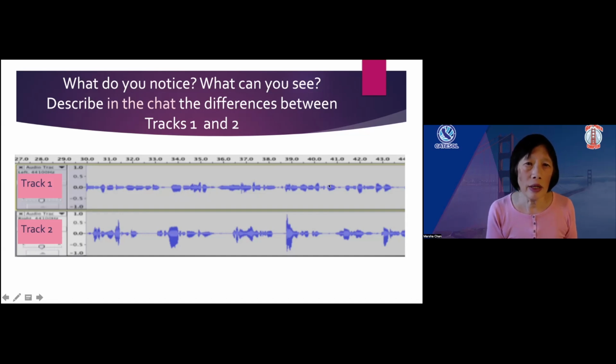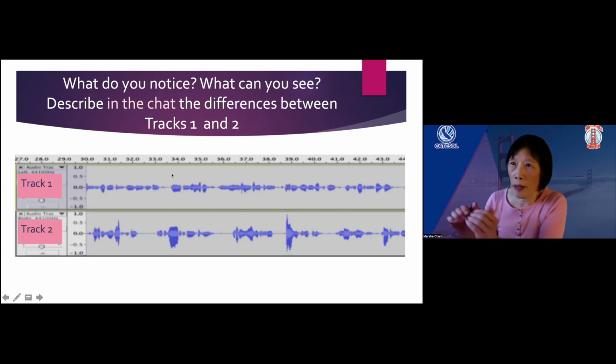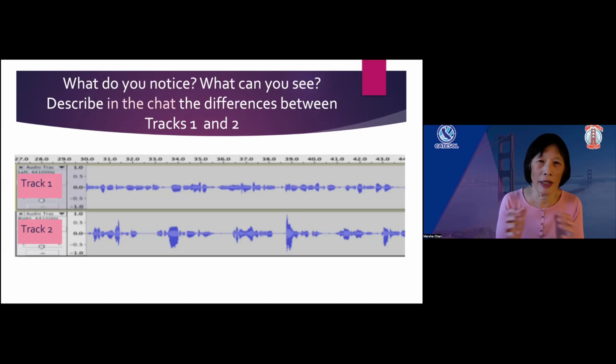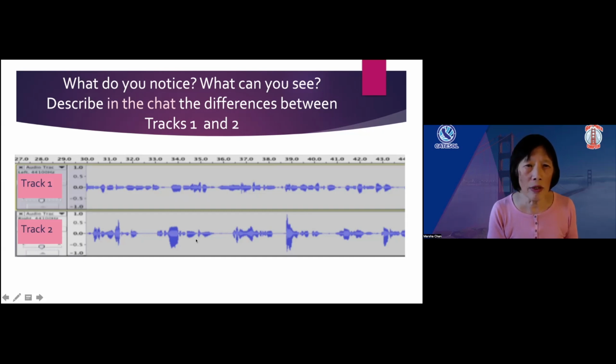So track 1, if we just call them blobs, then you can see that the blobs are about the same length, right? Blah blah blah blah blah. So there is a difference in the amplitude that is shown. There's a difference in the pausing that is shown. So it doesn't look as monotonous. It's more, as someone said, dynamics shown by the peaks.